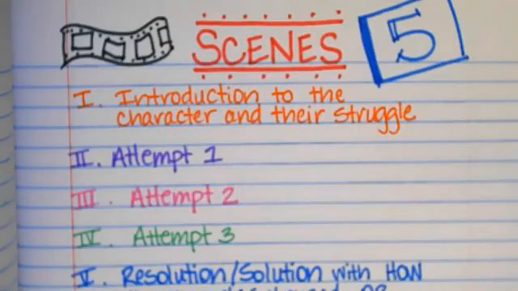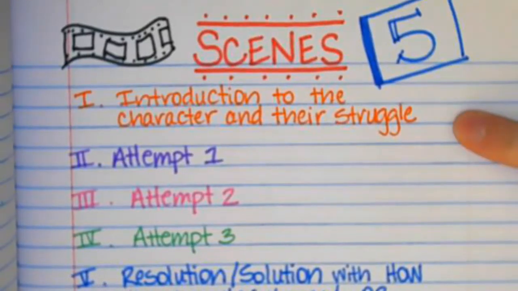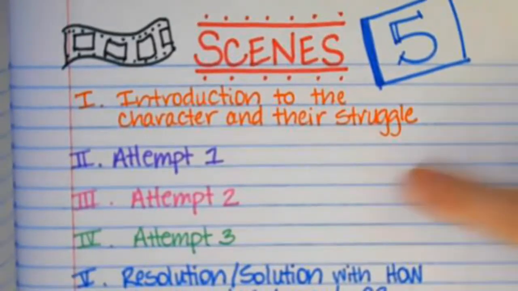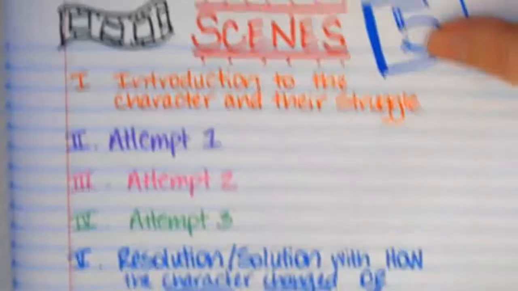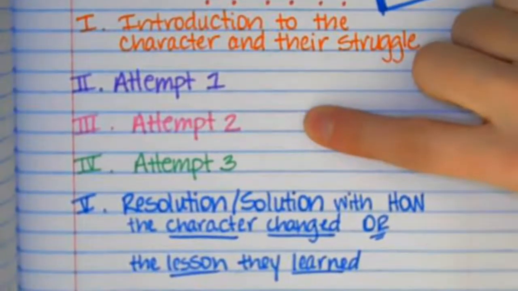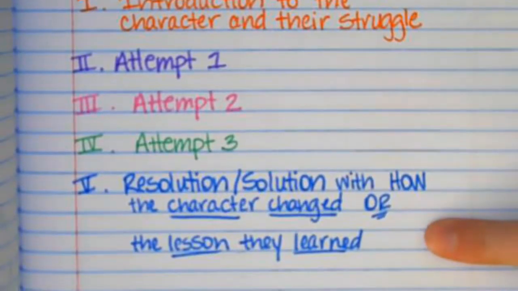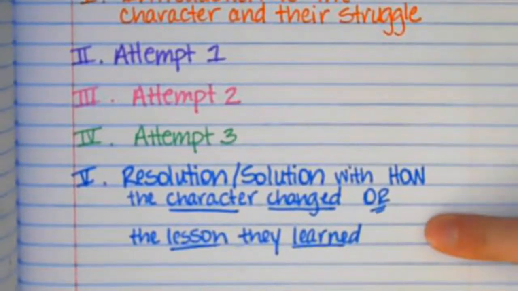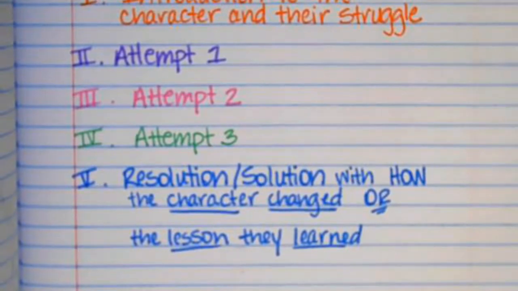All right, these 5 scenes that when you choose that specific storyline that you're using: the first one is the introduction to the character and their struggle. The second scene would be their attempt, what they're going to try to do to solve their struggle or their problem. The third scene is the second attempt. The fourth scene is attempt 3. And the fifth scene would be the resolution or the solution to the struggle. And that's going to tell how the character changed or the lesson they learned. So what we need to do now is we need to do a little thing called showing versus telling.